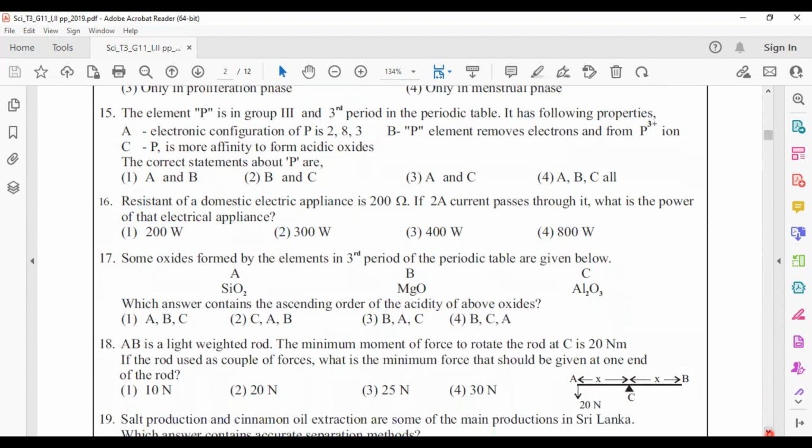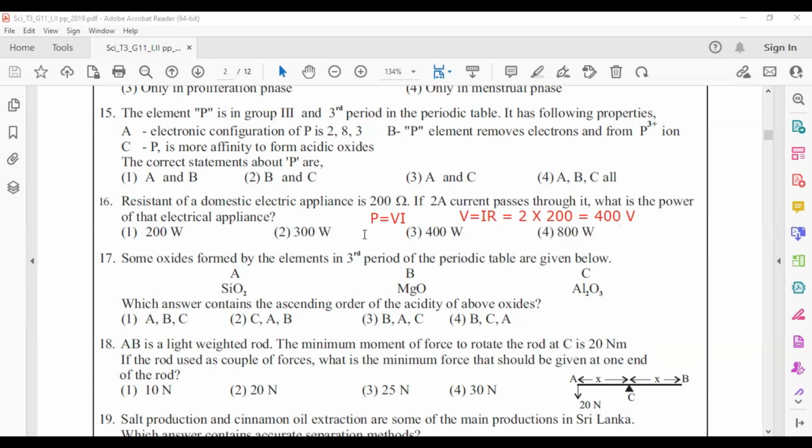Resistance of a domestic electric appliance is 200 ohm. If 2 ampere current passes through it, what is the power of the electric appliance? Normally, power is found by using the P equals VI equation. P means the power, V voltage, and I means the current. But here the voltage has not been given directly, so we have to use the V equals IR equation to find the voltage. Here the I or current is 2 amperes, and the R means the resistance, it is 200 ohm. Then the answer is 400 volts.